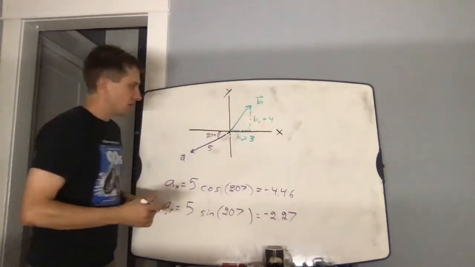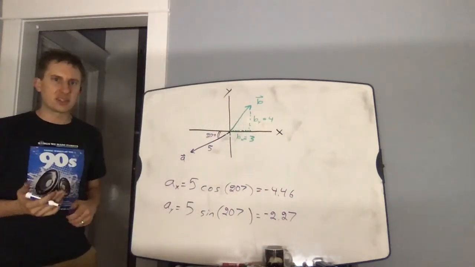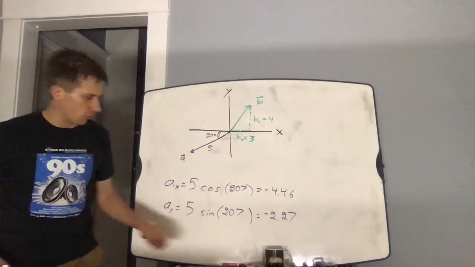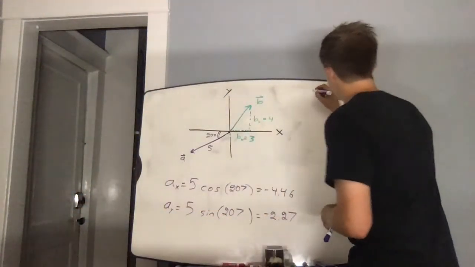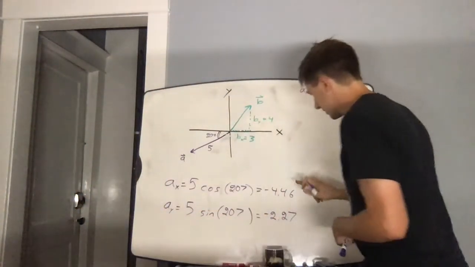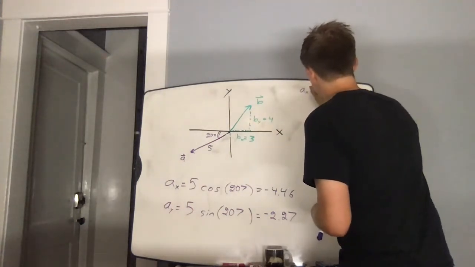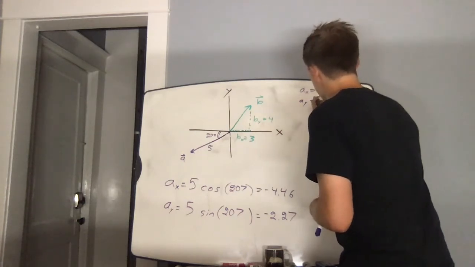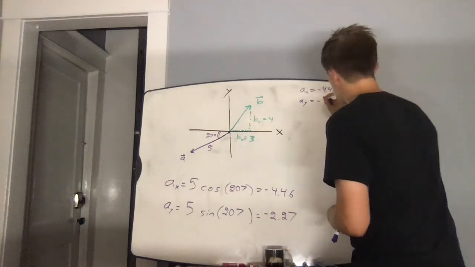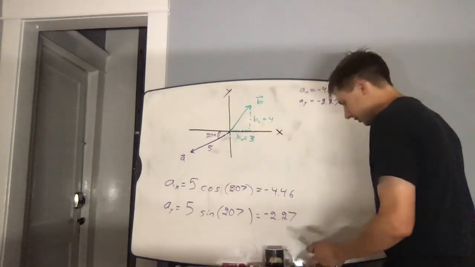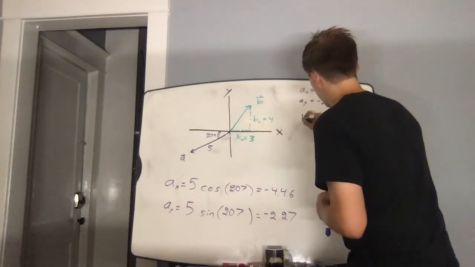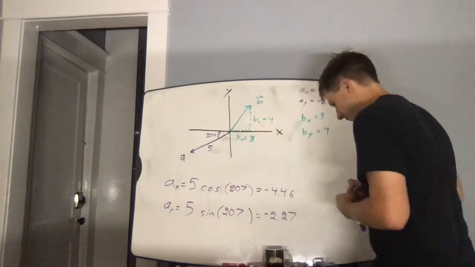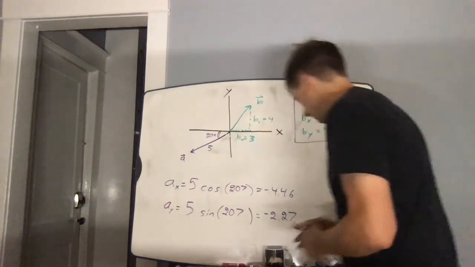So at this point, I found the components of vector A and vector B, all four components between the two vectors. So I'm going to write them over there so I have easy access to them. So Ax is negative 4.46. Ay, we said, is negative 2.27. Bx is 3. By is 4. Great.